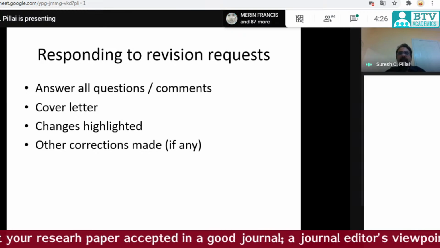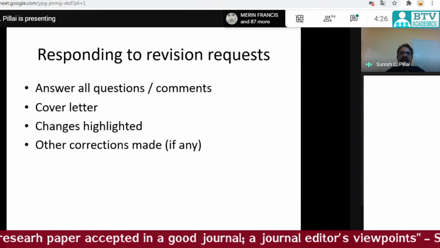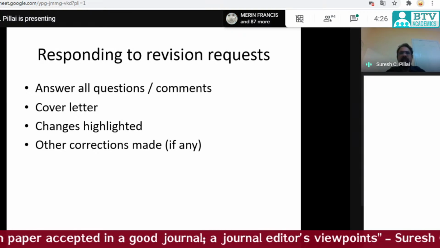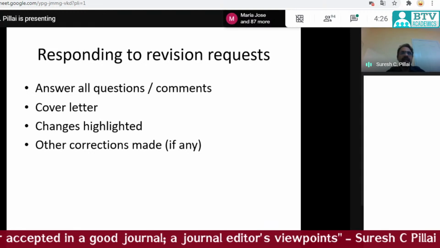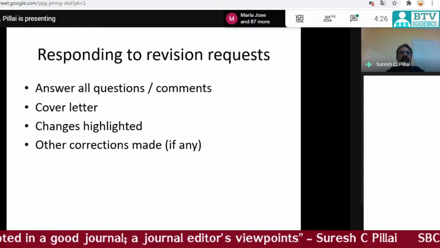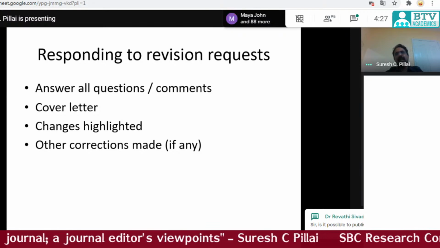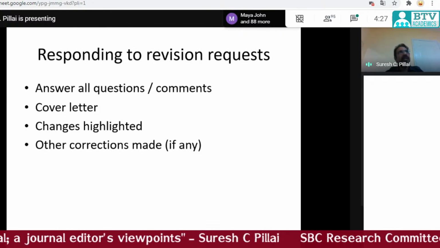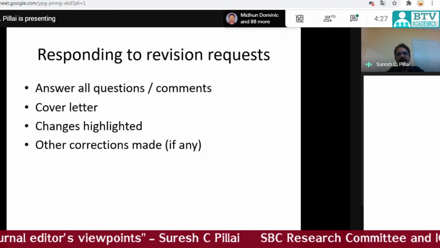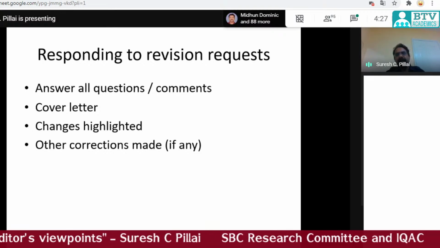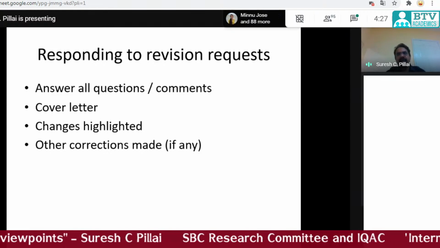And then here are some comments on responding to the revision questions. You have to answer all the questions and comments. You have to write a cover letter. You have to develop a changes-highlighted document so that it is easy for the editor and reviewers to see it. And if you have made any other corrections, you have to note that as well.